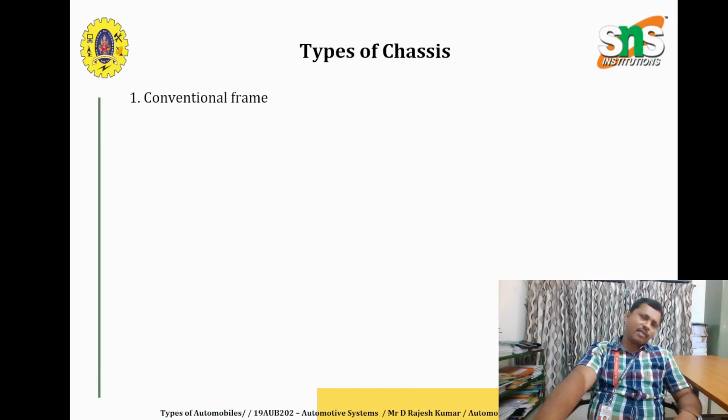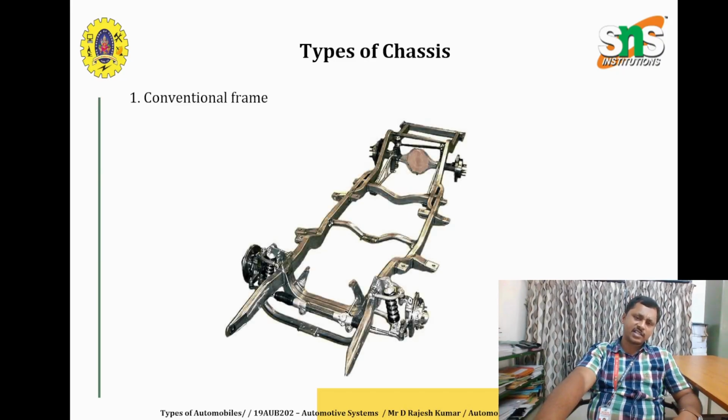The next topic, we are moving on to the types of chassis. Chassis, there are different types. One is the conventional chassis, otherwise called the ladder frame. You can see this is like a ladder. There are two columns, and in between the columns there is a crossbar. That is a conventional frame. It is like a ladder. So this is how it will look.